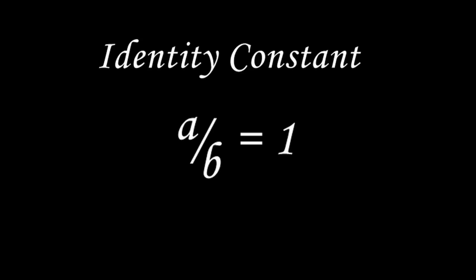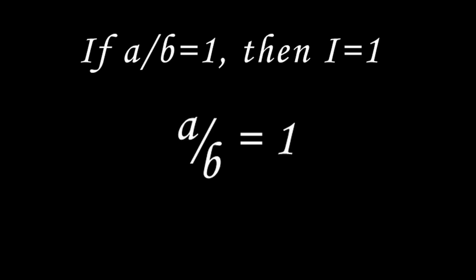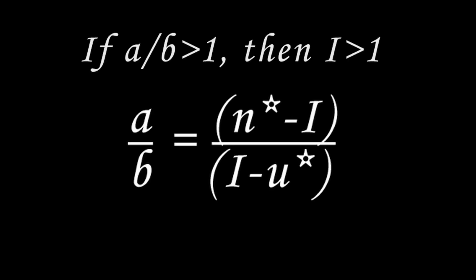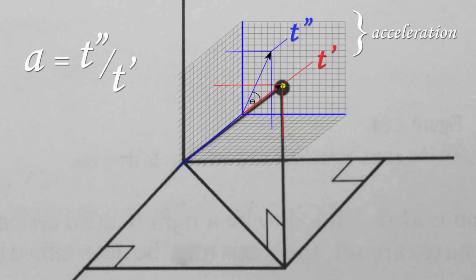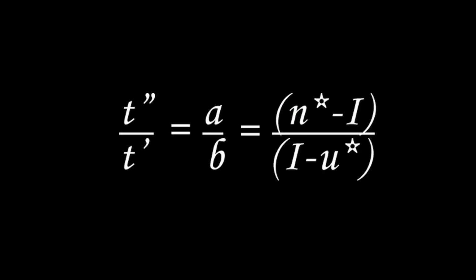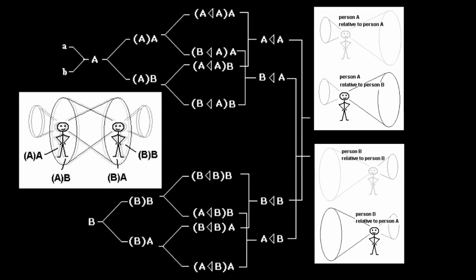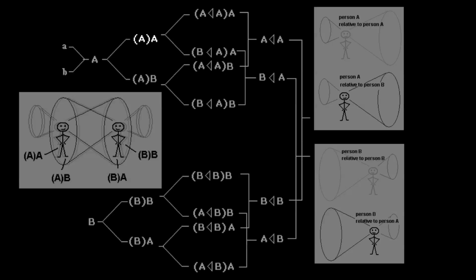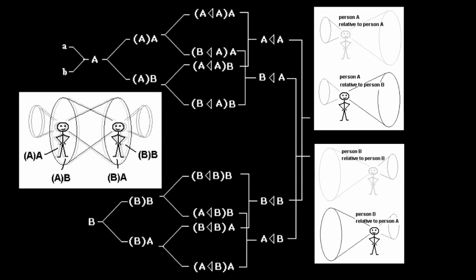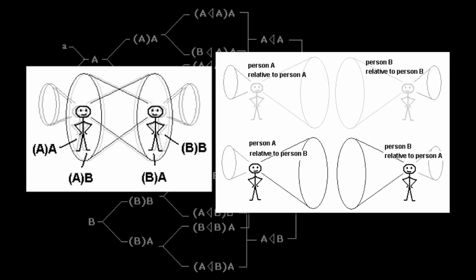This applies to the concept of the identity constant, where if a over b equals 1, then I equals 1. If a over b does not equal 1, then I is greater than the identity constant. Looking at acceleration plotted within a three-dimensional time construct, we can see that the same equivalence principle applies. What this suggests is that acceleration can be reduced further, consisting of relative frames of reference, specifically a relative to a, relative to b relative to b, and b relative to a, and that the relationship between these four reference frames can be used to further understand what mass and acceleration are.